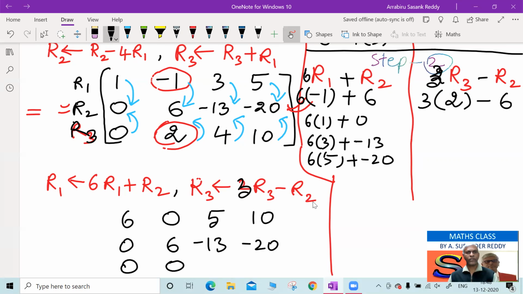3R3 minus R2. So now 3 into what is R3? R3 4 minus R2 minus 13. 3 4 times 12. 12 plus 13, minus into minus plus, 13 plus 12 25.